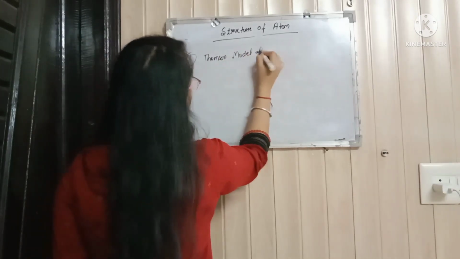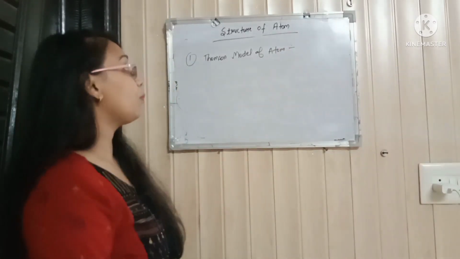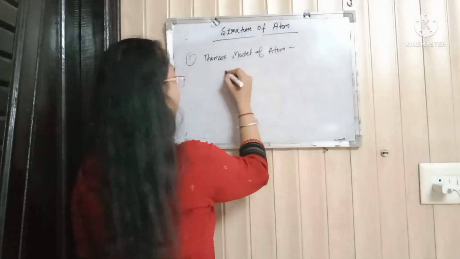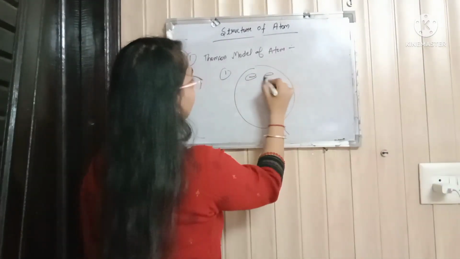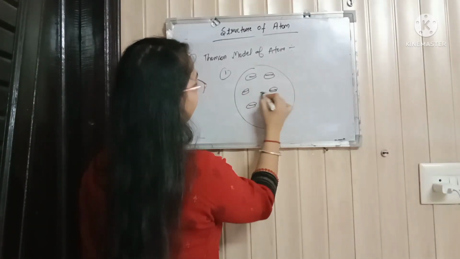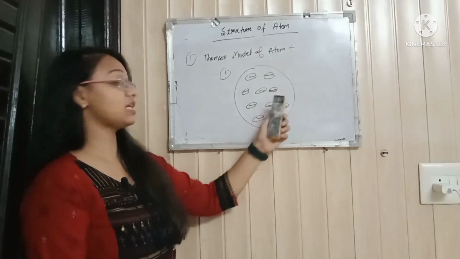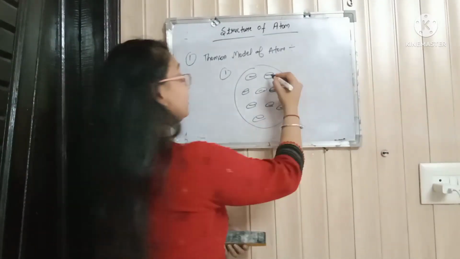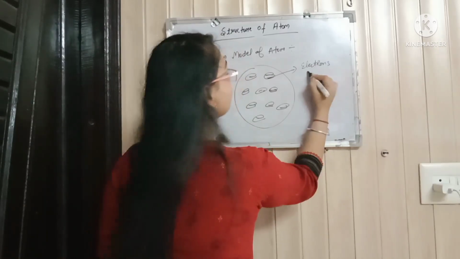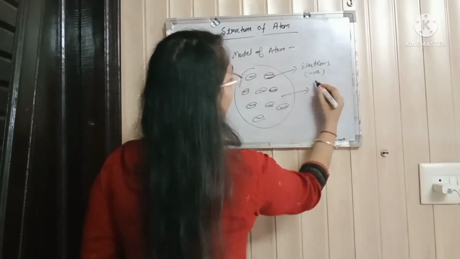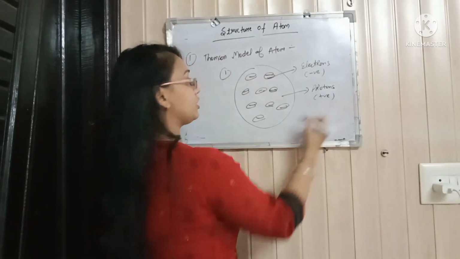Thomson model of atom. He gave two postulates under his model. The first one is that an atom is a sphere of positive charge and electrons are embedded in it. This represents electrons that are negative charge particles, and this part represents protons. Protons are positive charge particles.